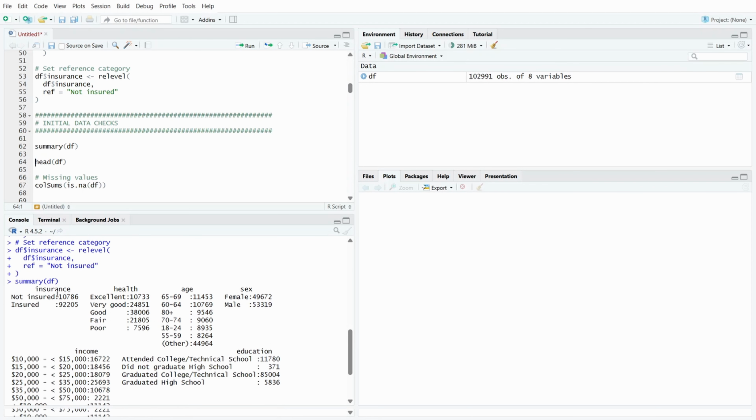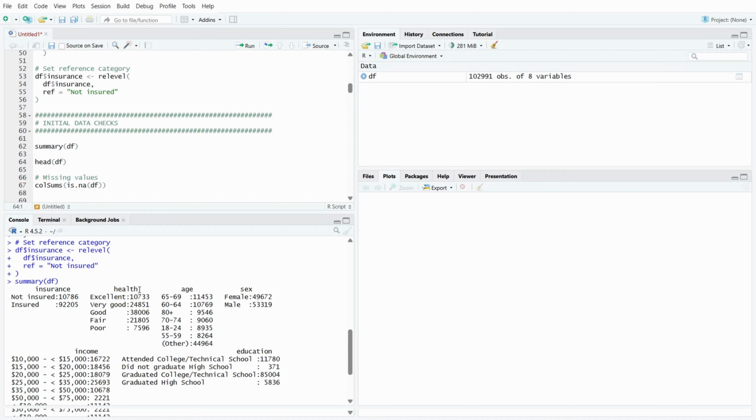We begin with insurance status. The summary shows that 92,205 respondents are insured, while 10,786 respondents are not insured. This immediately tells us that the dataset is heavily weighted toward insured individuals. That imbalance becomes important later during propensity score matching because we will have far more treated observations than control observations.